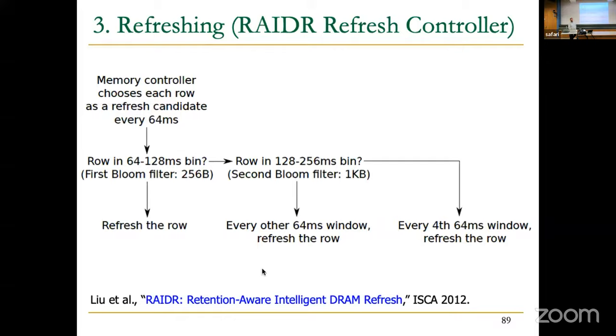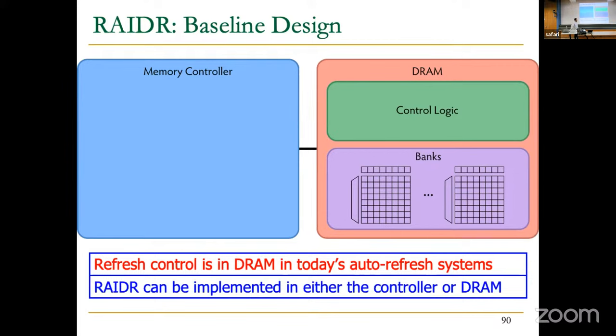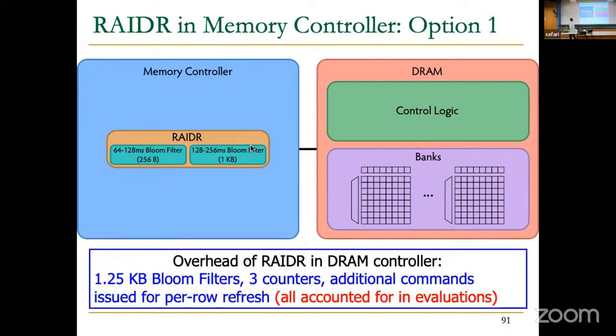So Raider's baseline design is in the memory controller. It's a refresh control. Okay, first auto refresh. In auto refresh, we have the refresh control in DRAM to check which row to refresh, and the memory controller sends a refresh command, as I said earlier. And Raider can be implemented either in the memory controller or in the DRAM. If we implement Raider in the memory controller, we need 256 bytes for the first filter and 1 kilobyte for the next filter. So the overhead of Raider in the DRAM controller is just this much. And it requires three counters, and additional commands issued per refresh.